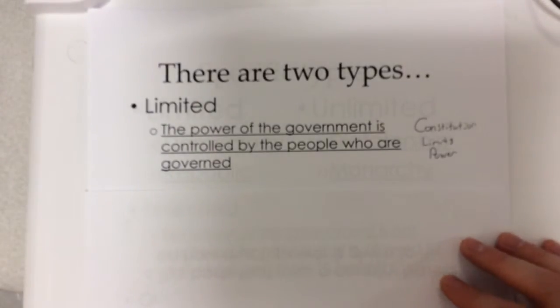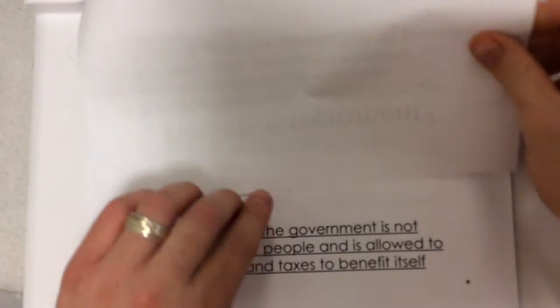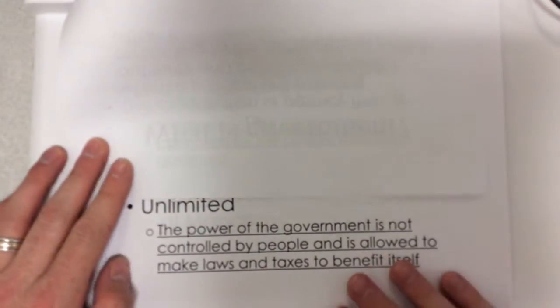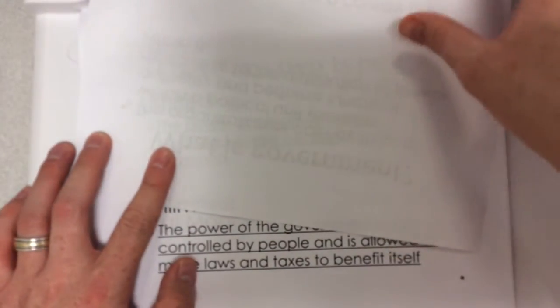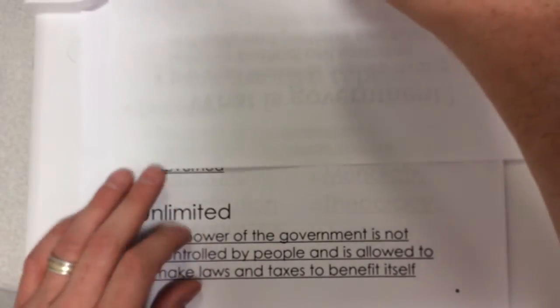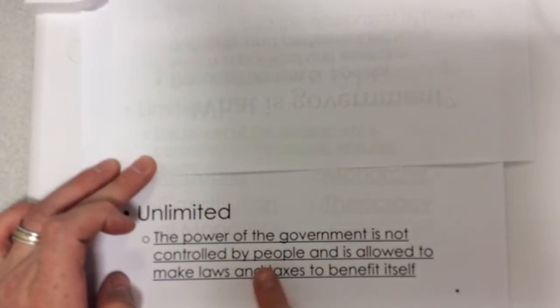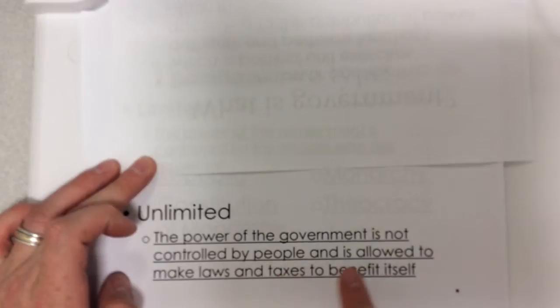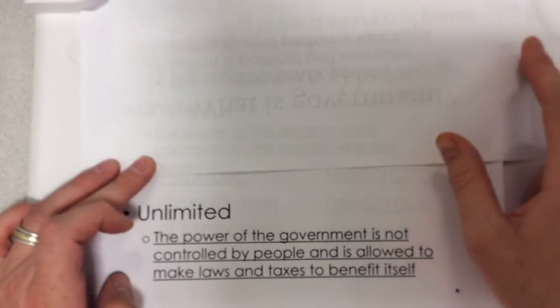Another type of government that we have is an unlimited government. And an unlimited government, sorry, my paper didn't fold in there correctly, is where the power of the government is not controlled by the people and it is allowed to make laws and taxes to benefit itself. Basically, you do what you want when you're the leader. Not a bad way to do it if you can keep power.